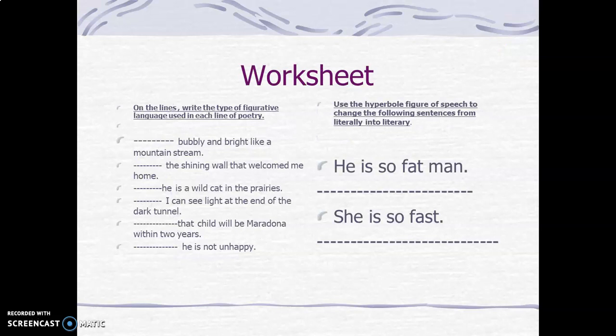In this worksheet, my dear students are supposed to know and to write on the lines the type of figurative language used in each line of poetry. And when we say figurative language here, we mean that students should write whether this is a simile, this is a metaphor, this is personification, this is symbolism, or this is maybe, let's say, allusion, etc.